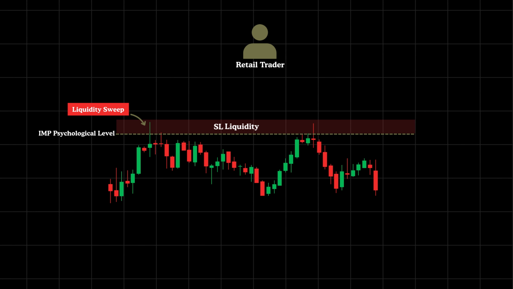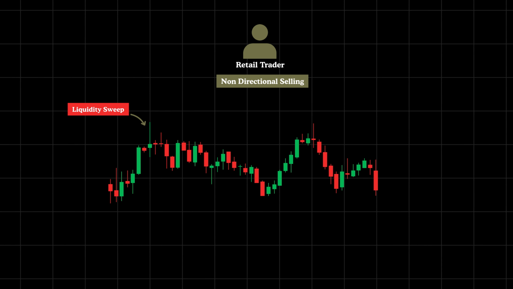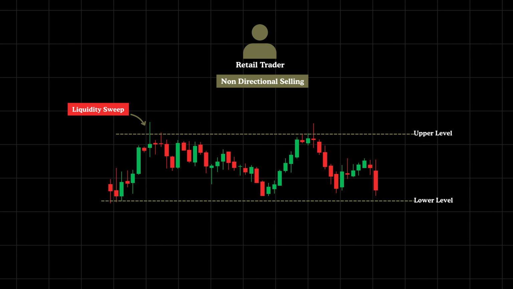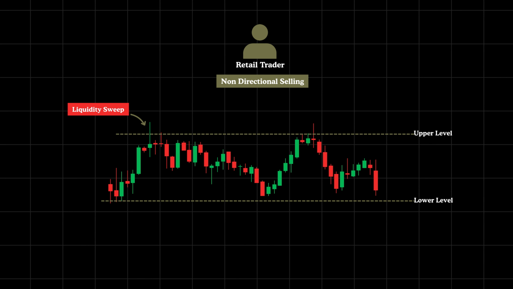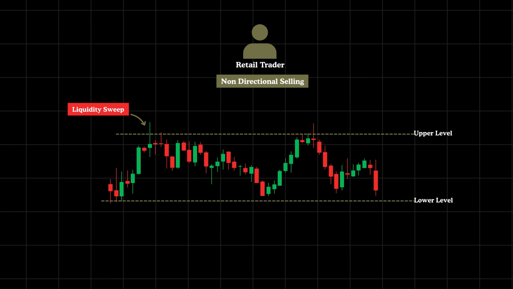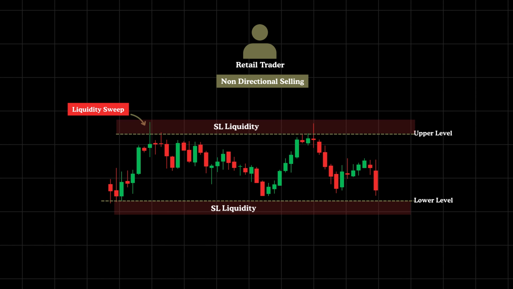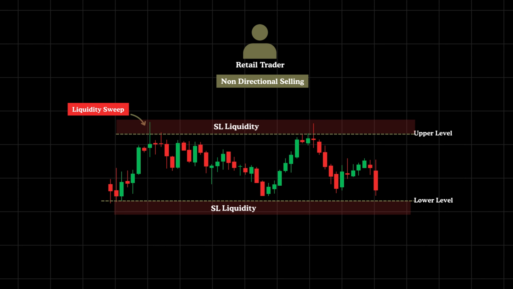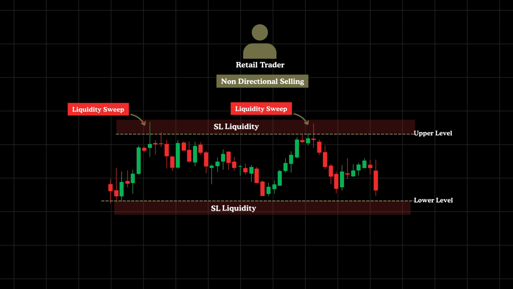Some retail traders in the market sell options in a non-directional manner. This means they mark a level above and a level below on the chart and sell options at those levels, assuming the market will trade only within that range. Since they are not concerned with market direction, this practice is called non-directional selling. Now, because the stop losses of these retail sellers are positioned around those areas, the market frequently reverses near such important levels, sweeping away the liquidity present there. Let's clarify this with an example.